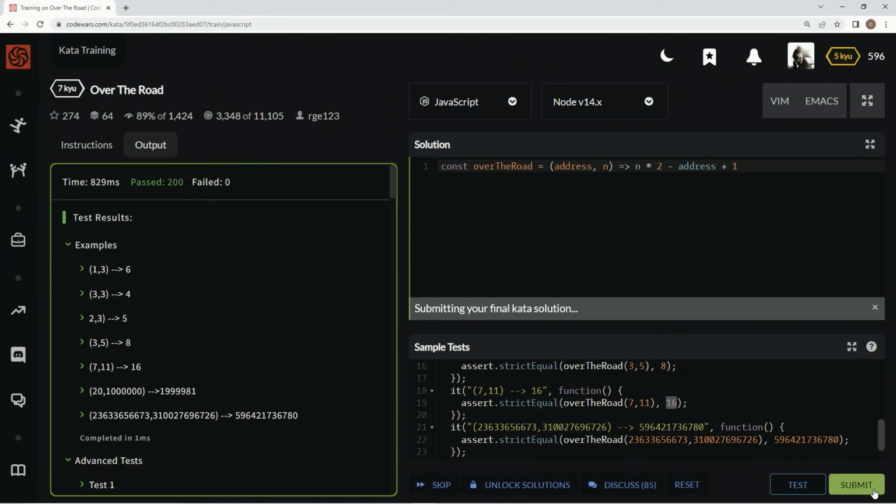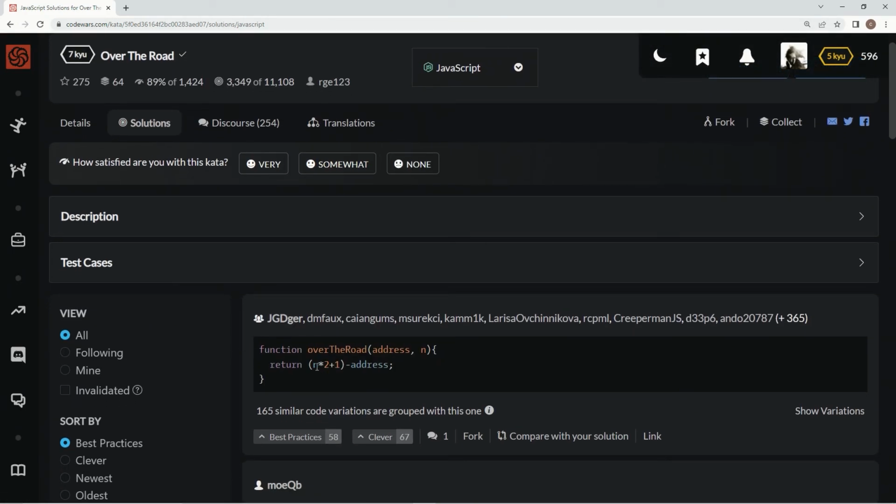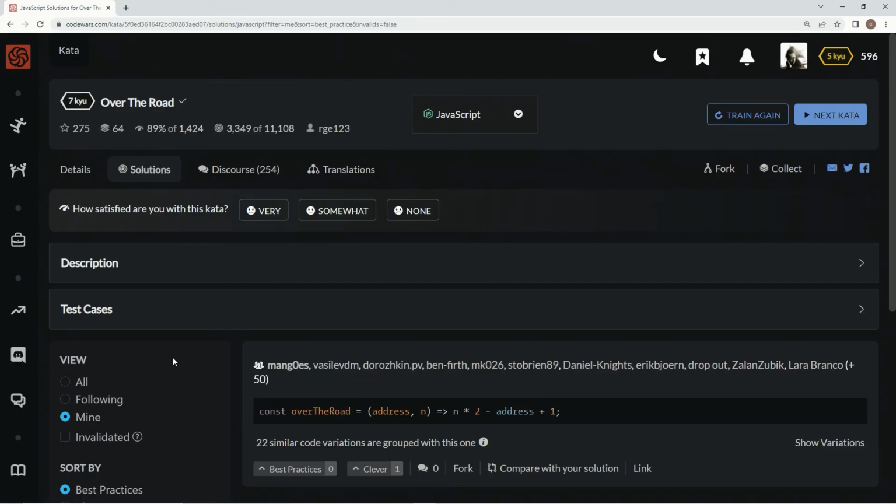Submit it. We didn't have to go to any other pages or anything to figure this one out. And look, it looks pretty much just like that one. Let's go to my solution. Best practice in my opinion. Very much like this. And we'll see you next time.